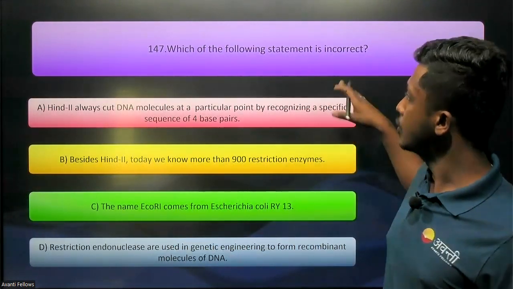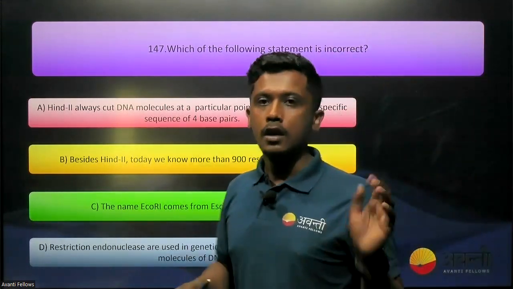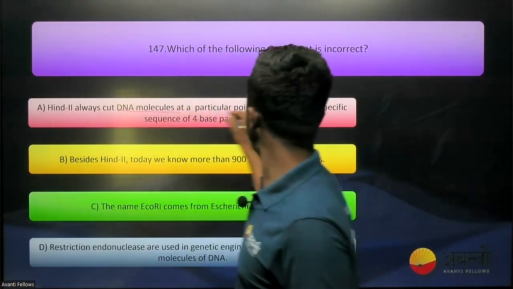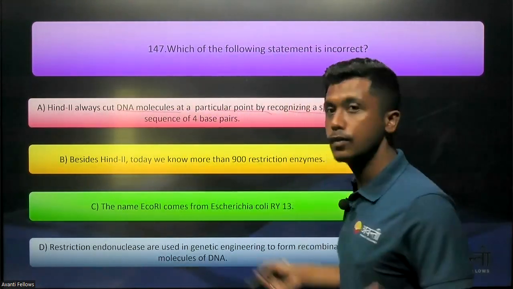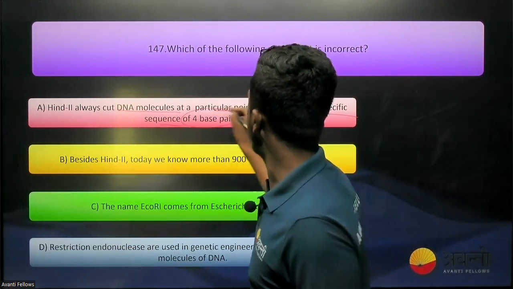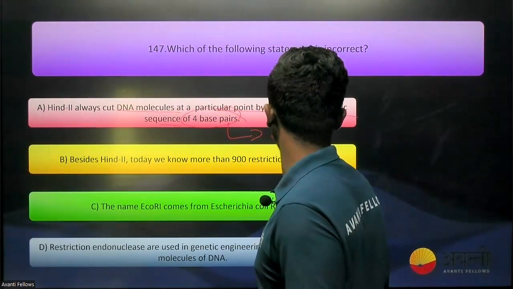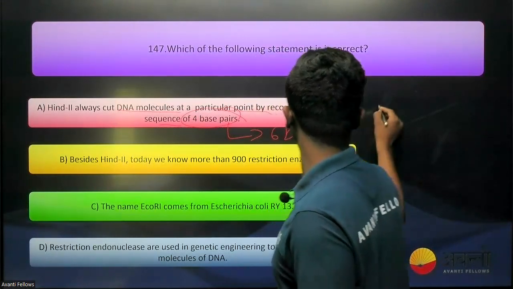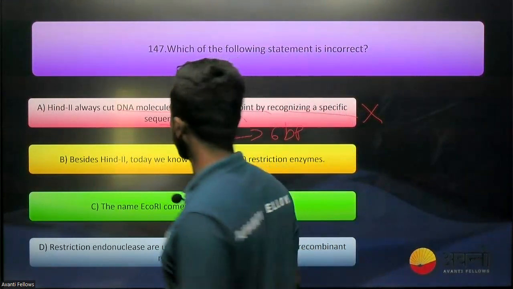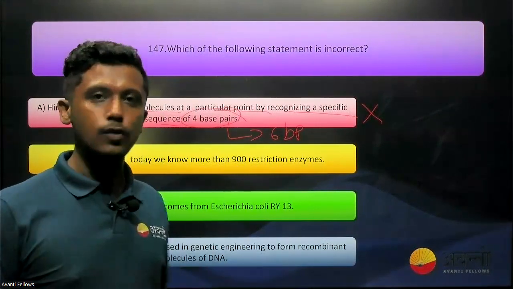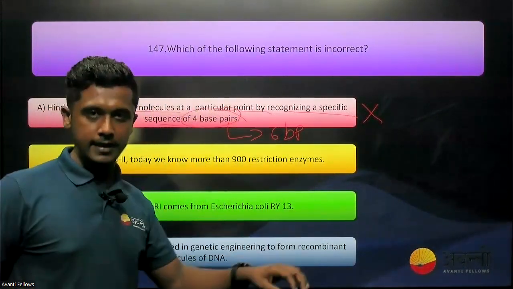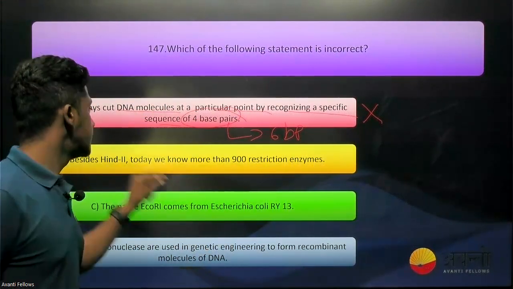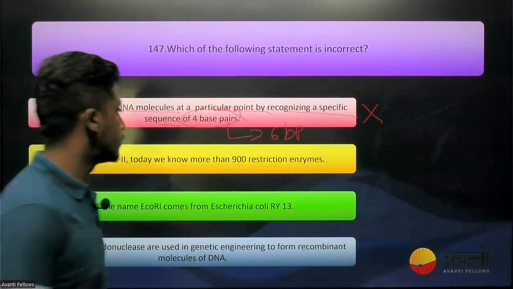Now, when we look at this question, 147, let us look at the first statement. HinII always cuts DNA molecules at a particular point by recognizing a specific sequence of 4 base pairs. Actually, it is 6 base pairs, students. So, okay, I'll write it as 6 base pairs. So, option 1 itself is wrong. HinII recognizes specific sequences, but these sequences are 6 nucleotide sequences, not 4 nucleotide sequences. So, it is wrong. Next one, besides HinII, today we know more than 900 restriction enzymes.